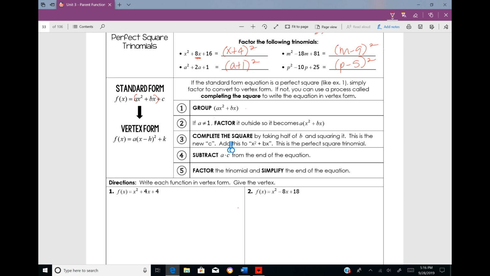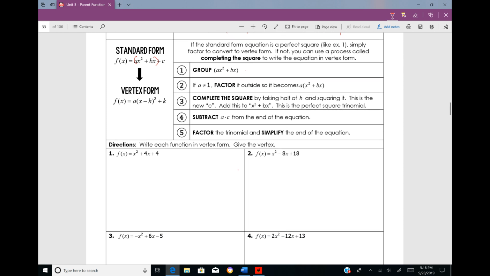We're going to complete the square by taking half of b and squaring it. This is the new c. Then we're going to add this to x squared plus bx. This is the perfect square trinomial. And then we're going to subtract a times c from the end of the equation. So if it's a negative that we're pulling out, we need to make sure we remember that we're going to multiply that times c and then subtract that from the end of the equation. Then we're going to factor the trinomial and simplify the end of the equation.